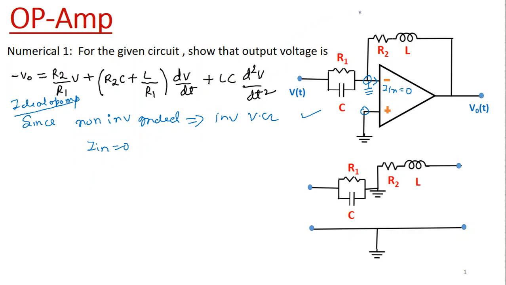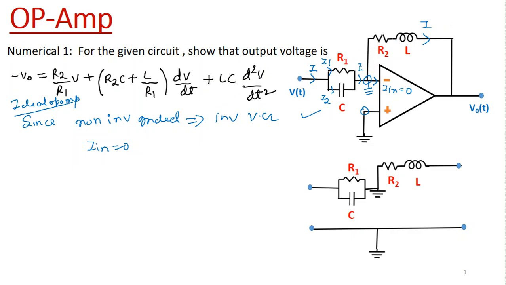So let us take the current due to this voltage V(t), which is a function of time. The current due to this voltage will be I in this branch. This current will be divided into two branches: current I1 through R1 and current I2 through capacitor C. Now this current will come out as I only. Since the input current to the operational amplifier terminal is 0, this whole current will flow into the feedback branch, so the current through R2 and L will also be I only.